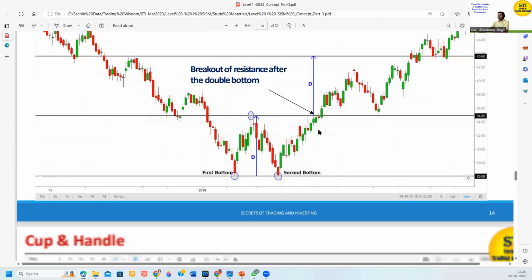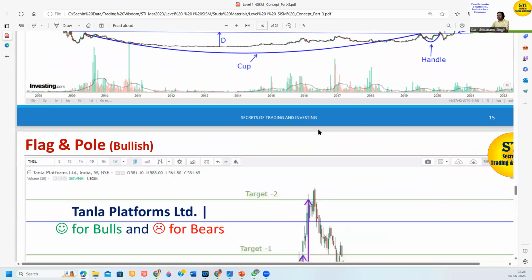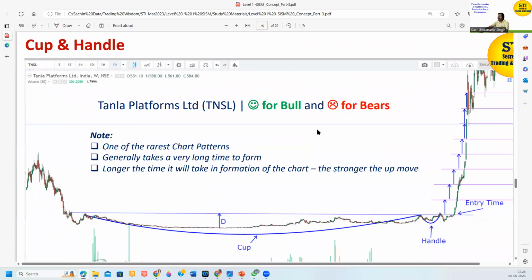And the last one was the cup and handle, where a very long-term chart formation happens. This is the cup, and the other one with a smaller time frame is the handle. The depth of the cup will be a target. When such formations happen, there will be multiple targets equivalent to D, at least four or five, so you can safely trade till 4 or 5.